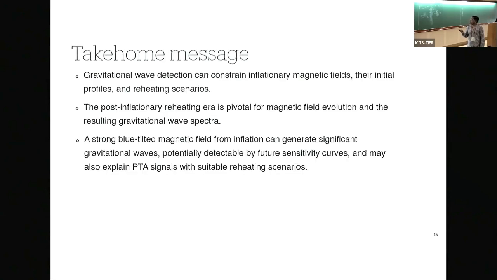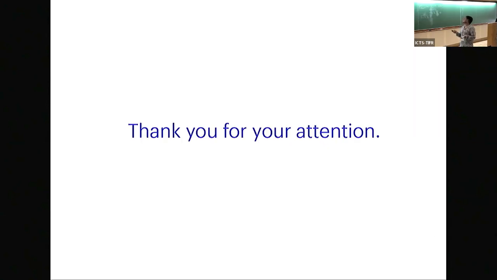So these are the take-home messages. GW can really help us to constrain both the inflationary magnetic field as well as the reheating dynamics. The post-inflationary reheating dynamics also play a pivotal role in the evolution of the electromagnetic field as well as the gravitational spectra that we have already seen. Depending on the equation of state and temperature, their shape drastically changes. And we already discussed that with a strongly blue-tilted spectra, it is possible to explain the current observed data by the PTAs. Thank you for your attention.